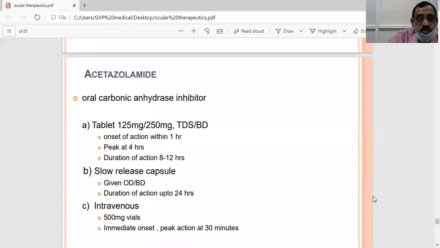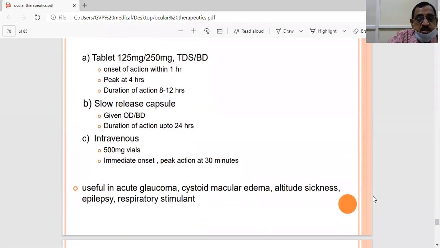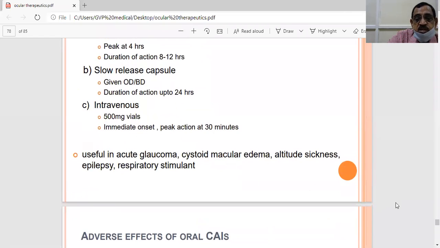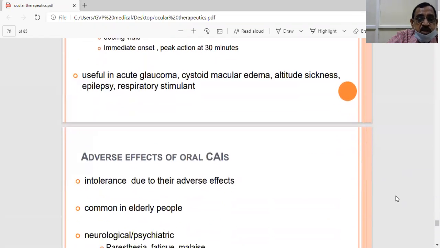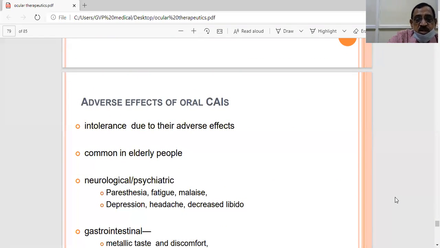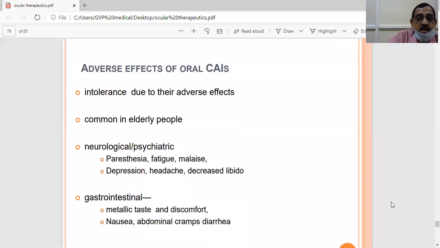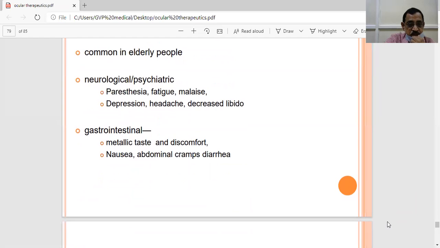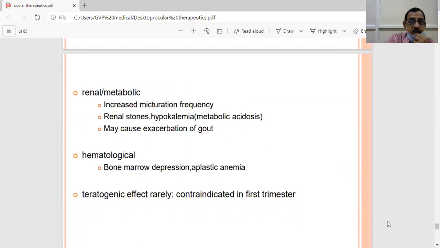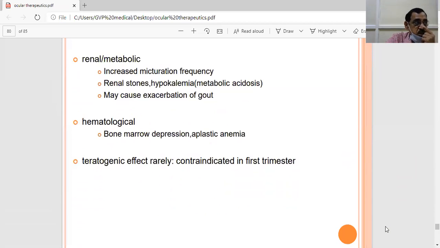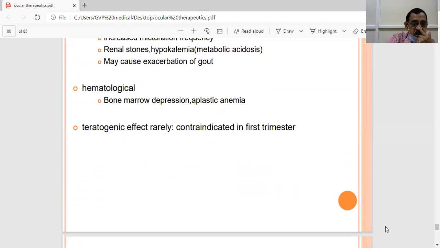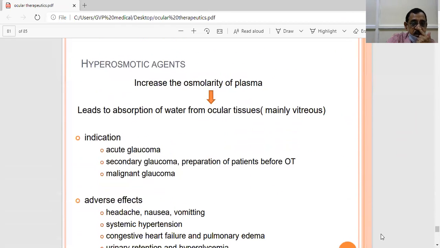Slow release capsules and intravenous 500 milligram vials are there. It is useful in acute glaucoma, cystoid macular edema, altitude sickness, epilepsy, and respiratory disorders. Adverse effects include intolerance, commonly in elderly people, neurological and psychiatric disorders, gastrointestinal upset, increased micturition frequency, renal stones and hypercalcemia, and hematological effects such as bone marrow suppression and aplastic anemia. It has a teratogenic effect and is contraindicated in pregnancy.